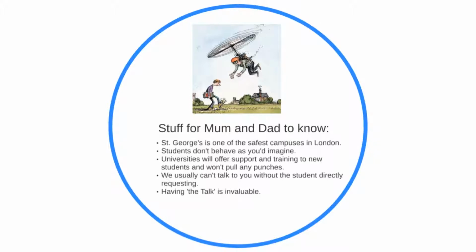Universities, and George's included, will offer support and training to new students and don't pull any punches. We do anti-racism training in our first week. We do anti-sexual violence training in our first week. We don't pull any punches about what our community is about or what sort of profession that folks are trying to get into. So that will happen in the first week to keep everybody safe, to introduce them to community and really get them thinking about what's going to come ahead. We usually can't talk to you without the student directly requesting.